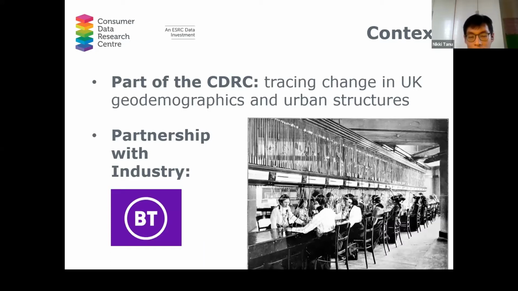This project is part of the CDRC, the Consumer Data Research Center, which is affiliated to several universities, and it aims to trace change in mainly the UK geodemographics and urban structures. And it does so by different consumer data sets, one of them being telephone directories. And this data that we procured was possible also because of an industry partnership with British Telecoms, who gave us scans of almost every page of every directory from 1880 until the late 1980s.